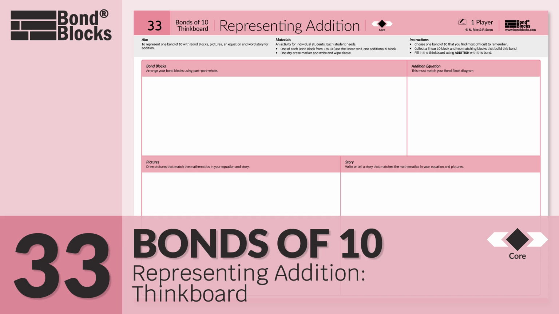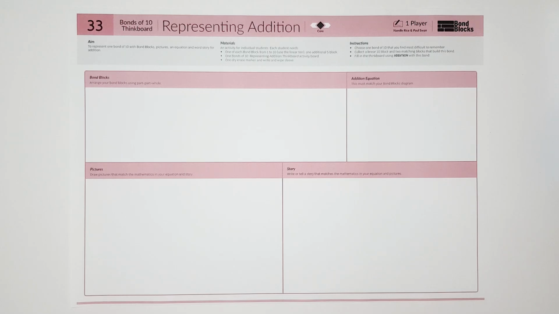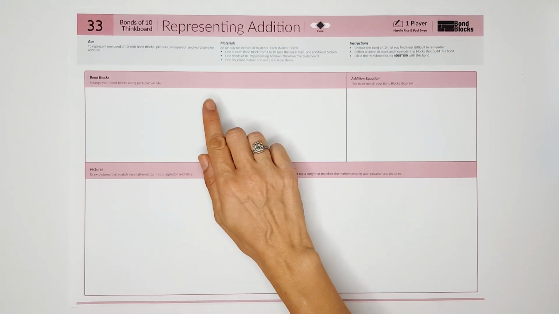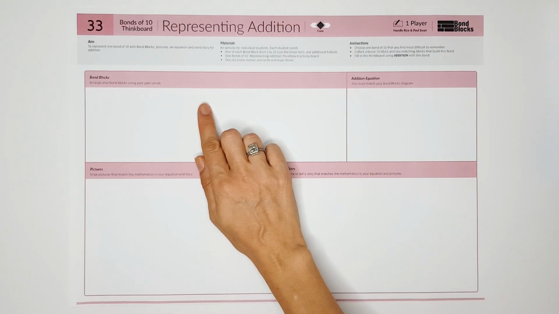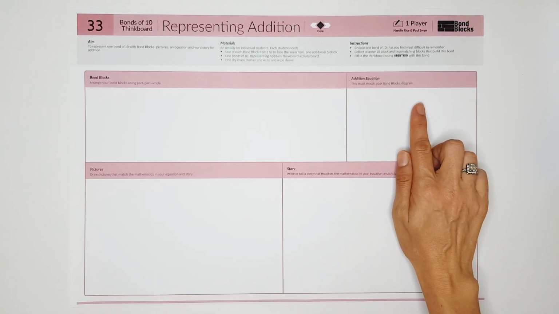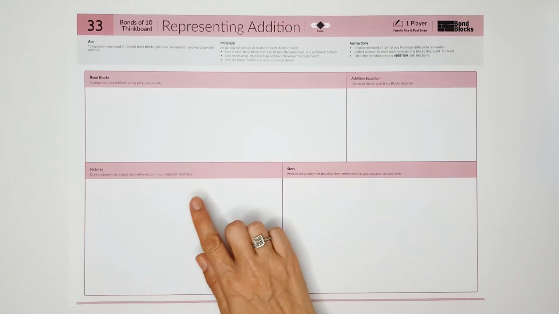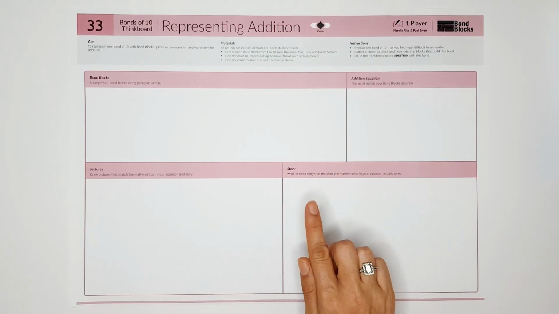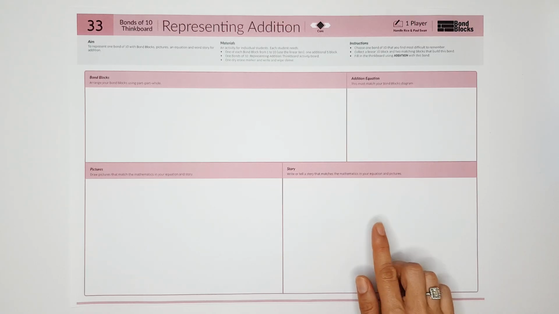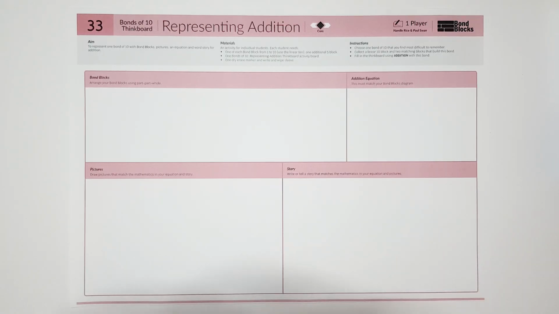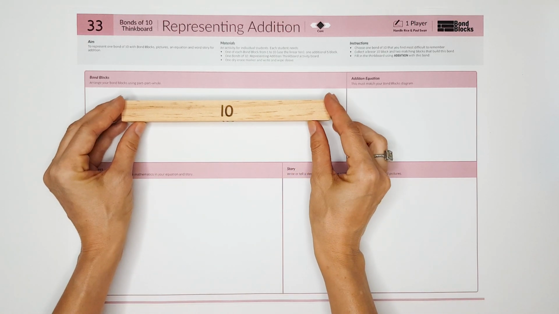Welcome to Activity 33, Representing Addition. In this activity, we will be representing one two-part bond of 10 using bond blocks in a part-part whole diagram, numbers in an addition equation, drawn pictures, and words in a story. You will need to select one two-part bond of 10.